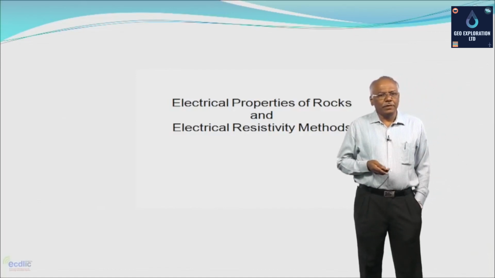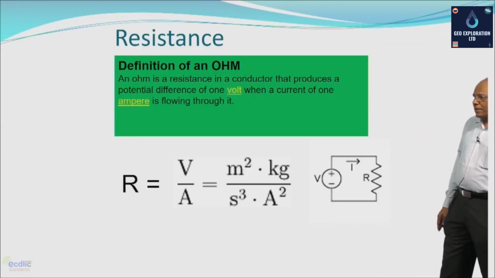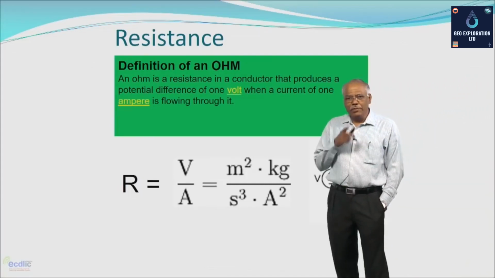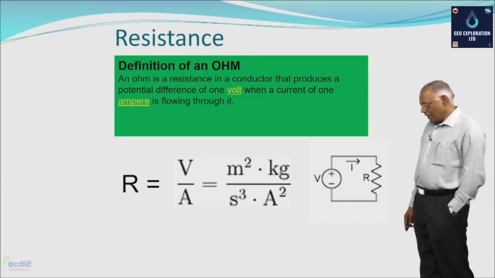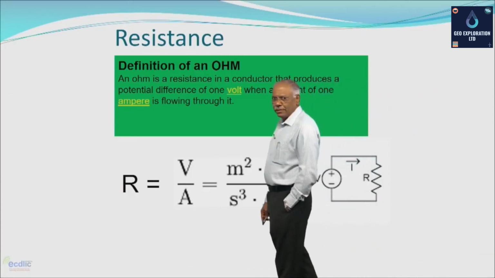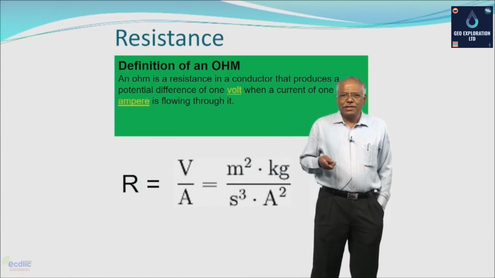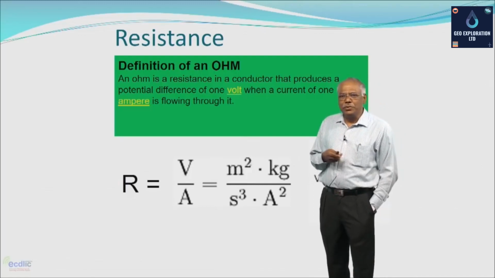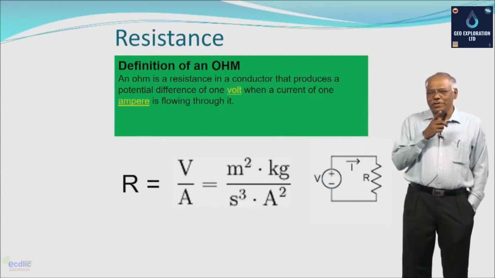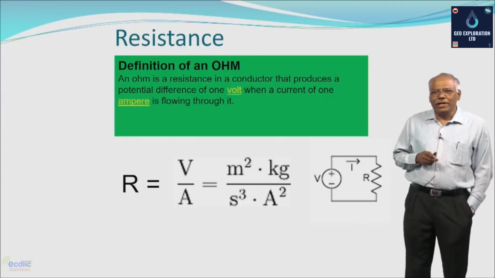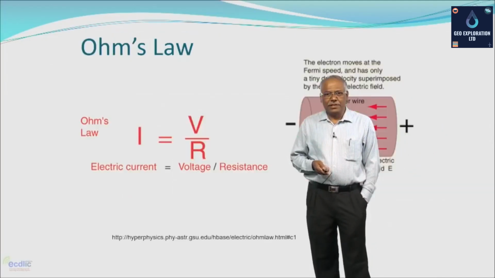There are certain properties of the rocks which we determine by using the electrical resistivity method, so we also need to look at what really are these electrical properties of the rocks. One of the properties is resistance, and what is resistance? Resistance is V by I, where V is the potential and I is the current. This resistance is measured in ohm, and ohm is the unit used for measurement of a resistance in a conductor that produces a potential difference of 1 volt when a current of 1 ampere is flowing through it. This is how you can measure the resistance.